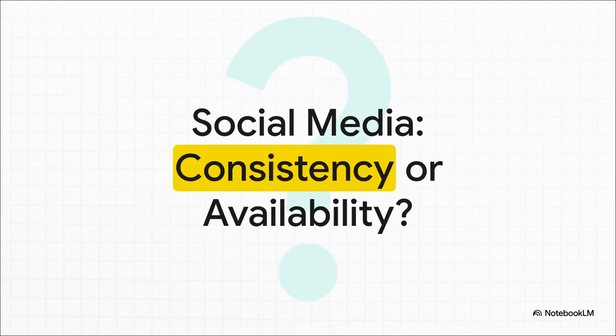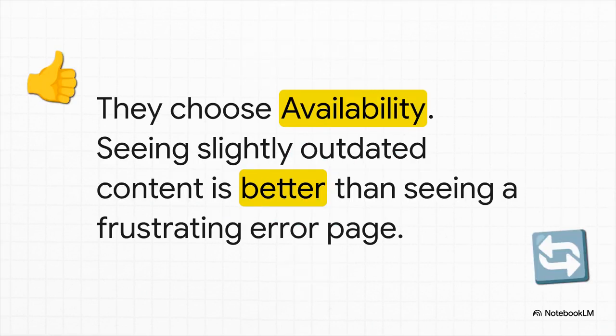Okay, now let's flip the script completely. Think about your favorite social media app. You're scrolling through your feed and boom, another network partition. The app can't grab the absolute latest up-to-the-second posts from all your friends. So what does it do? It picks availability for sure. It's going to keep showing you the content it already has, even if some of it is a few minutes old. And why? Well, because seeing your friend's cat picture from 5 minutes ago is a way, way better experience than just staring at a frustrating error page. For social media, being online and responsive is everything.